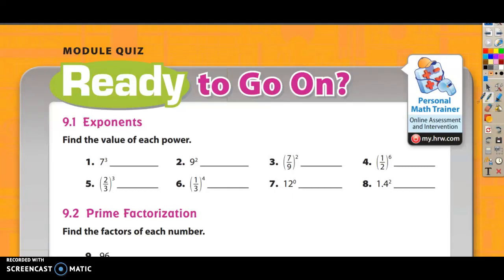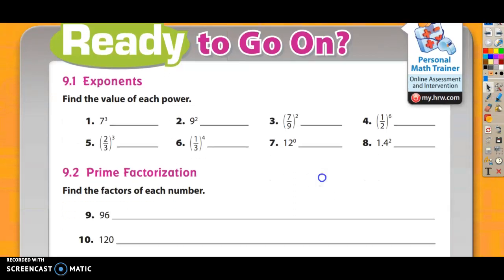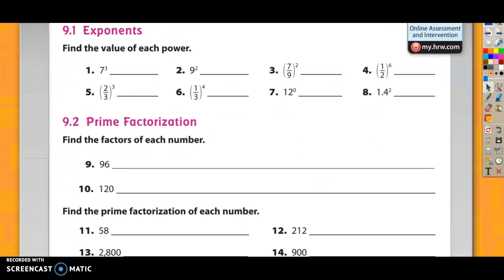This is the Module 9 test review. This is the Ready to Go On page, page 255. 9.1 was exponents. It says find the value of each power. That means to solve. It doesn't say find the meaning. I'll review the meaning of them, but then I'll also find the value.